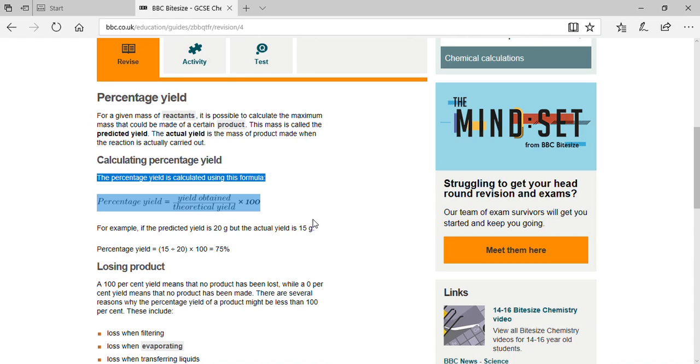but you are consuming only 15 liter, because the little bit amount that you would like to have, only 15 liter you will consume there. So 15 liter will be your actual yield, and 20 liter will be your predicted yield. Do you understand that?